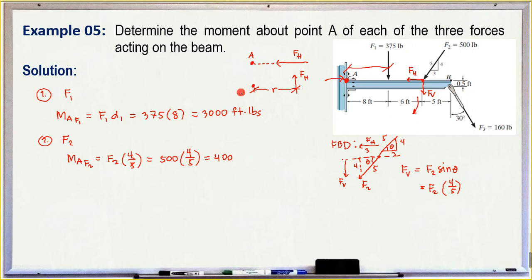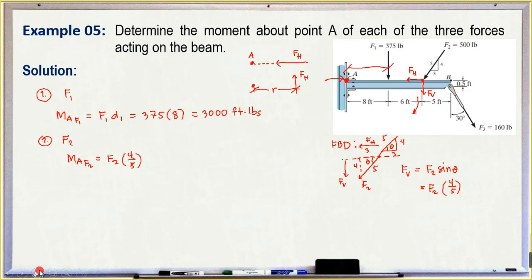I think the first one, this 375, is 300 only? Or is it 3,000? 300, sir. Okay, 300. Sorry, I forgot to write the distance.